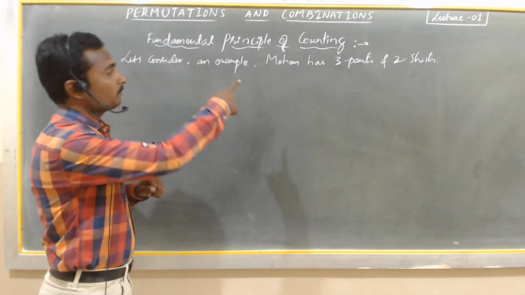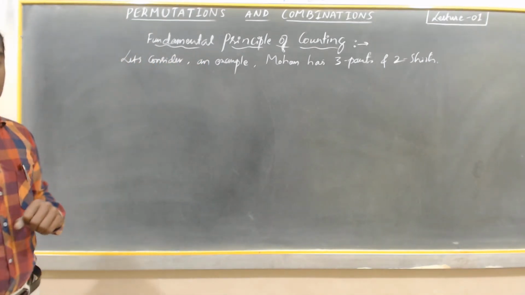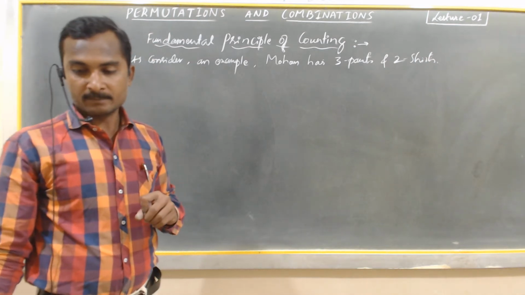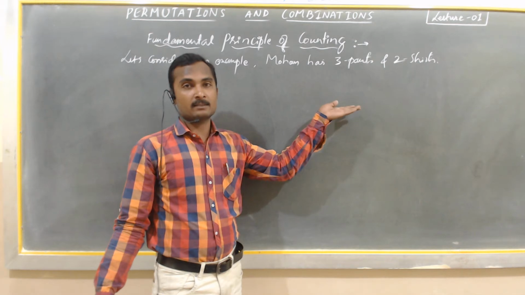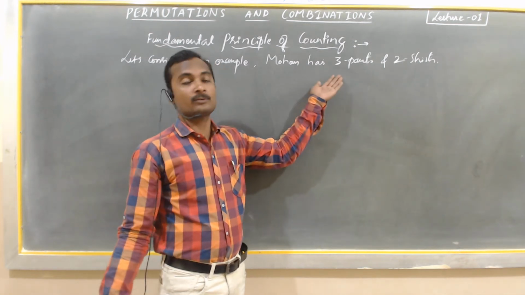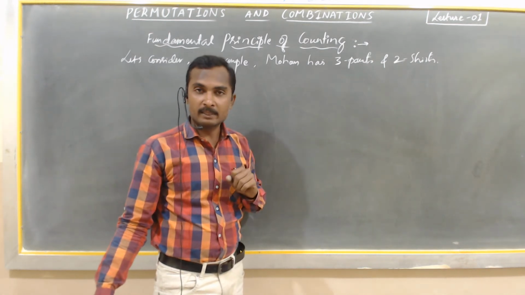So here Mohan has three pants and two shirts. Then what different types of pairs are possible using the three pants and the two shirts can be calculated.